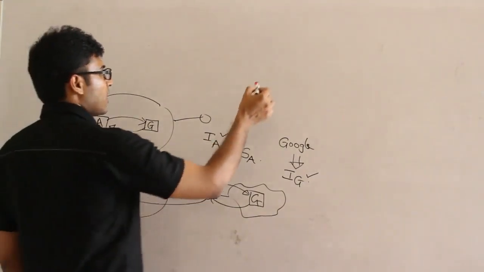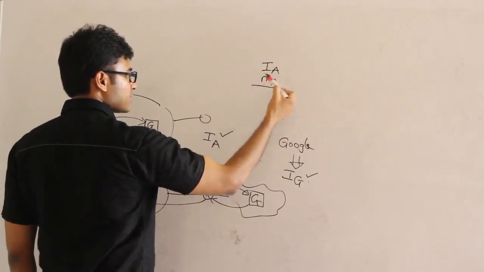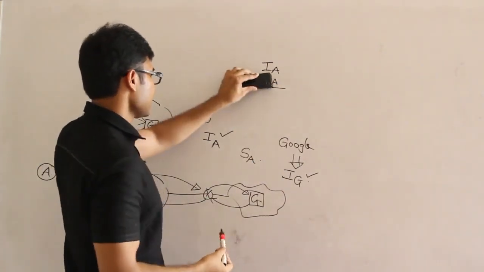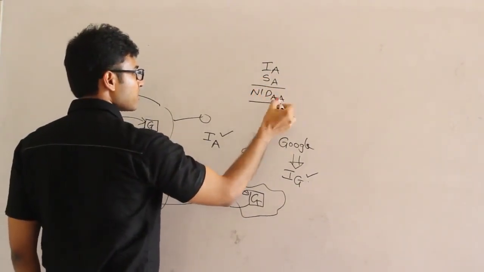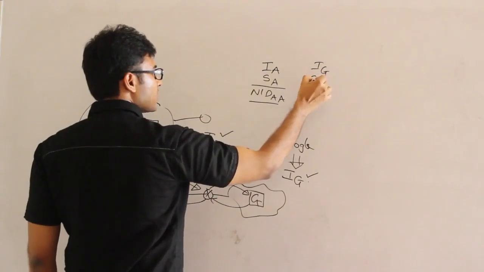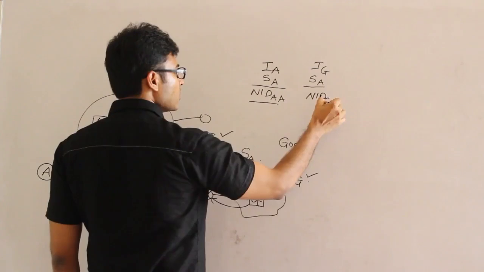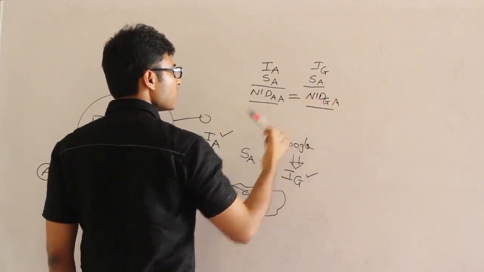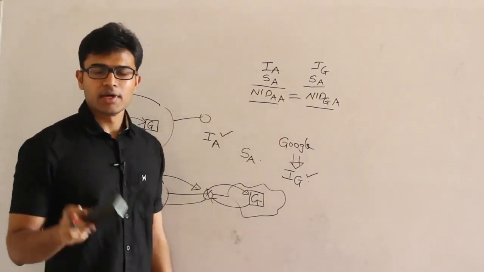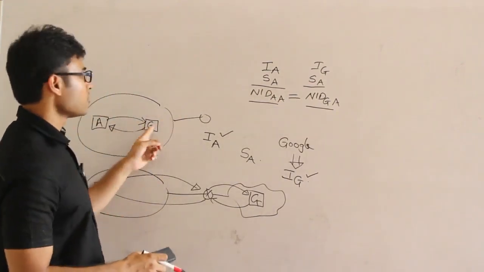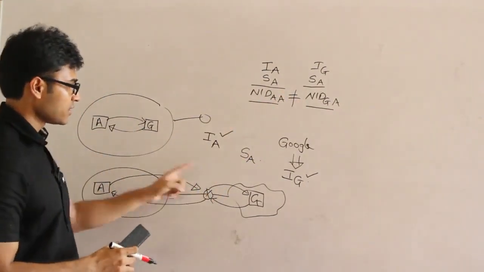Then what happens is the source A will AND its IP address with subnet mask A. Then it will get the network ID of A according to A, and it will take the IP address of G and AND it with the subnet mask of A. Then it will get the network ID of Google according to A. If these two are equal, then it means that according to A, both A and Google are in the same network. In that case, A is directly going to contact Google. In case these two are not equal, it means that both A and Google are present in different networks.